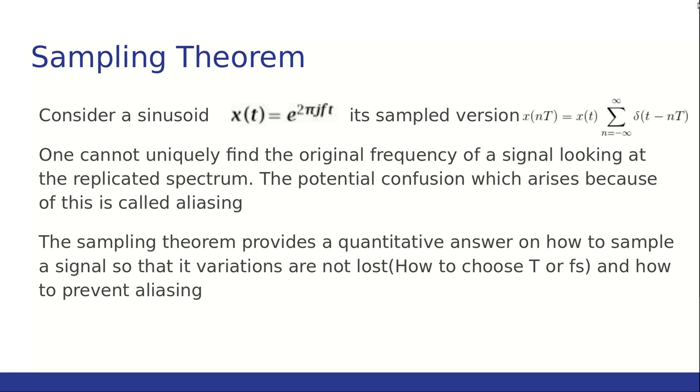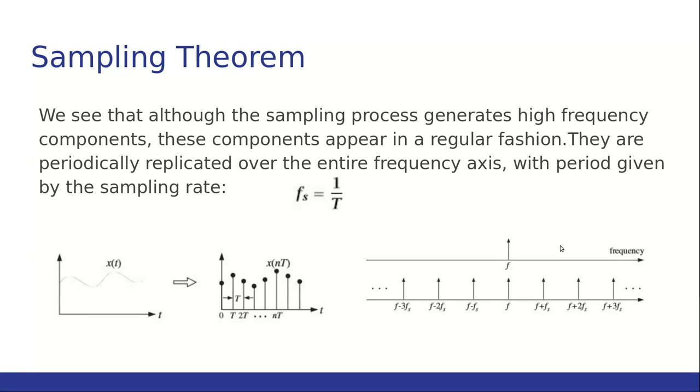So, as x of nT can be represented as product of these two, the frequency spectrum of x of nT, capital X1 of omega, would be the convolution of the frequency spectrum of x of t and delta of t minus nT, which would be the frequency spectrum of x of t being repeated in every 1 by T frequency difference, thus giving us a graph something like this.